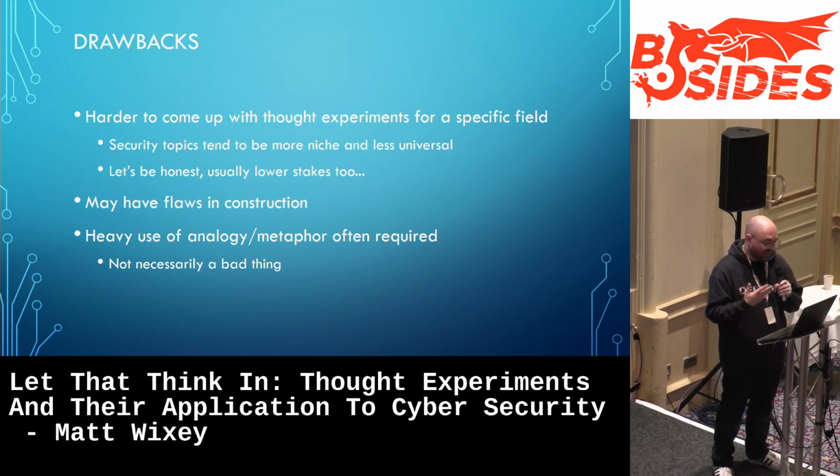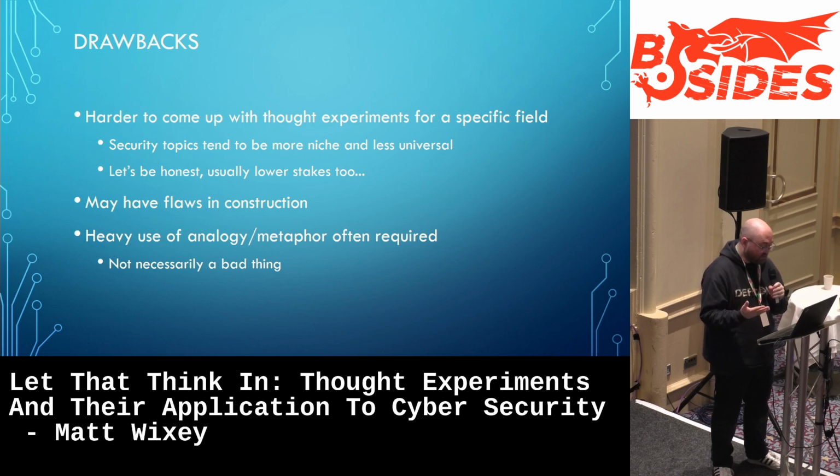Some drawbacks for them in cybersecurity: it can be quite hard to come up with them for a field as specific as cybersecurity. Security topics tend to be more niche and less universal than, say, philosophy or physics. And let's be honest, normally the problems we're dealing with in cybersecurity tend to be lower stakes, not always, but most of the time, compared to, what is personal identity and is consciousness real and that sort of thing. There may be flaws in construction, logical flaws, particularly if we're new to doing it in this discipline, we might make mistakes. And as you can tell from those three examples, you often need to make heavy use of analogy and metaphor, which isn't necessarily a bad thing, but it's possibly a bad thing.